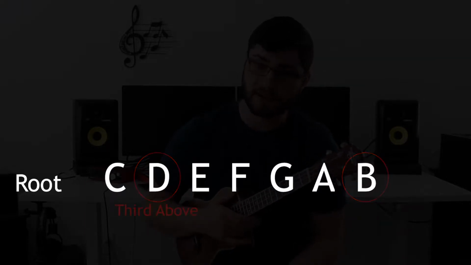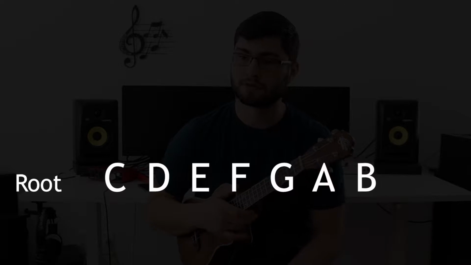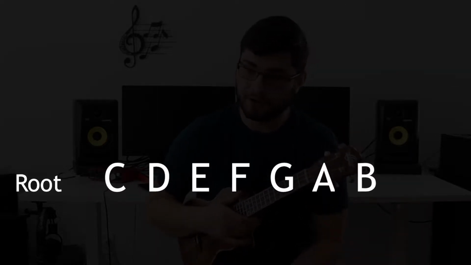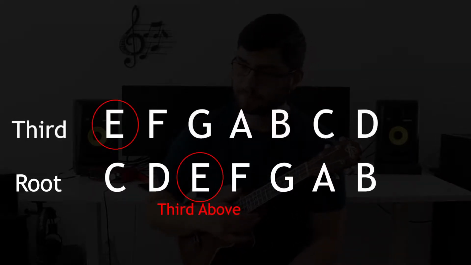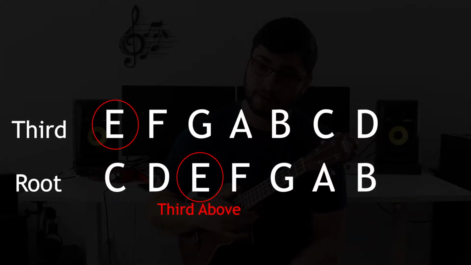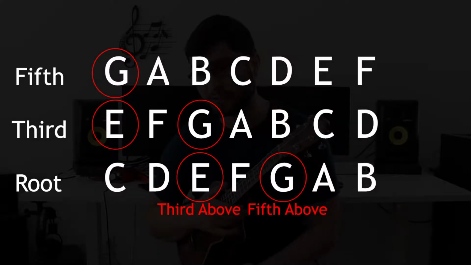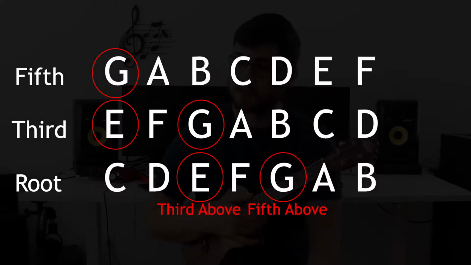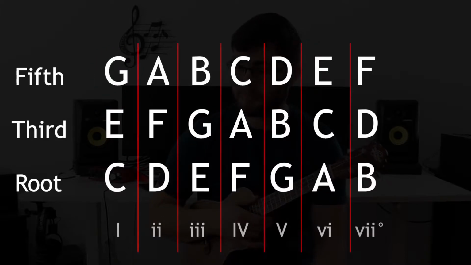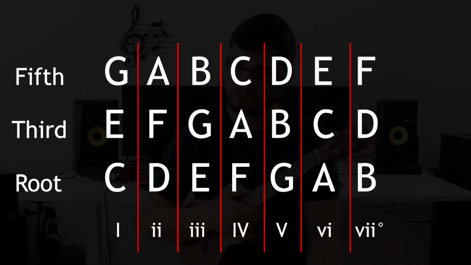Now we can build the diatonic triads in C major. First, fill in a third above each note. Next, fill in a third above the new note, a fifth above the original note. Now we have the chords C major, D minor, E minor, F major, G major, A minor, and B diminished.